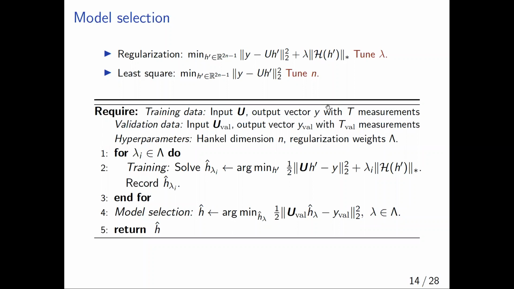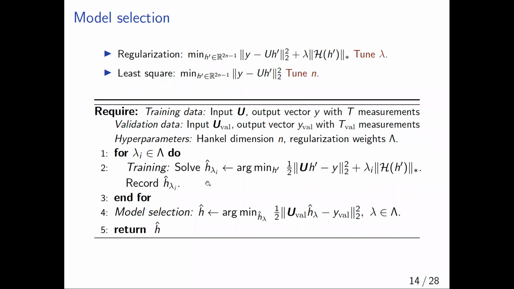And essentially, you will be solving a training validation algorithm, sort of as the following algorithm. Take the training data, which will be the U and the Y. Y has T measurements, and then take validation data that has T val measurements, and the hyperparameters, which are the dimension of the Hankel or the regularization weights. So we assume that for dimension of Hankel, you can go from 1 to R or a multiple of R. And for regularization weights, you have a set of numbers that you can try. For example, it's a one-dimensional interval divided into different values.